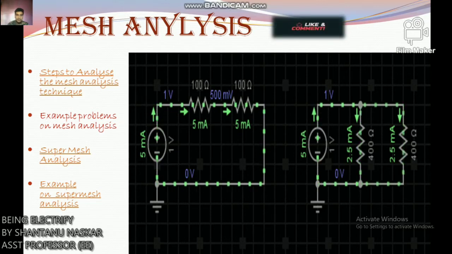Let us see the details about mesh analysis. So, a mesh is a loop that doesn't consist of any other loop inside it. In my previous lecture, I described what is mesh and what is loop and what is the difference between mesh and loop. Mesh analysis technique uses mesh currents as variables instead of currents in the elements to analyze the circuit. Therefore, this method absolutely reduces the number of equations.